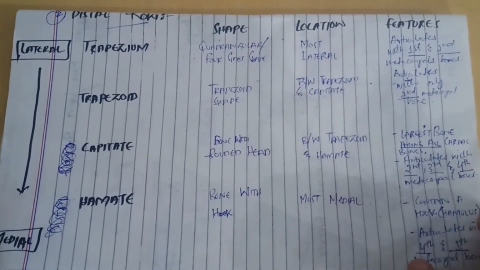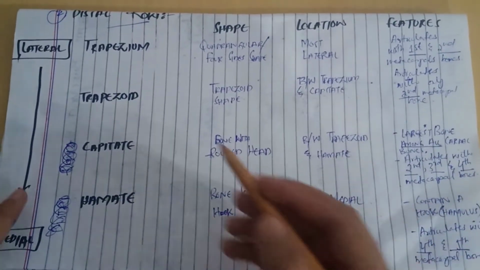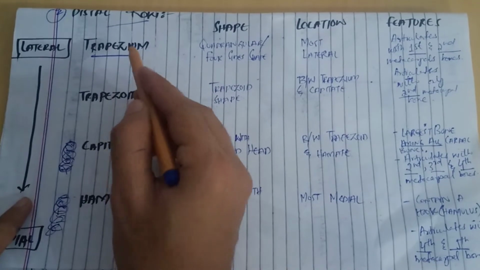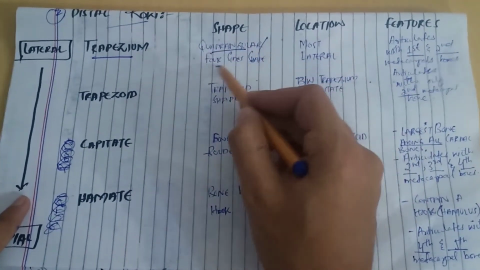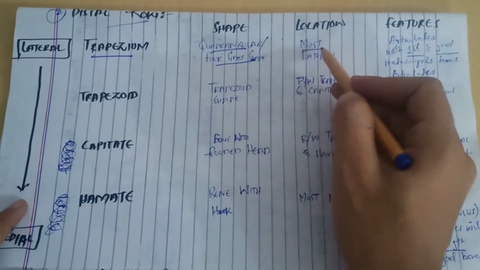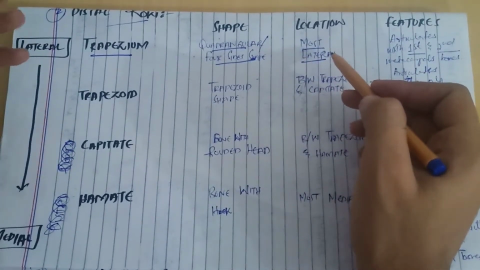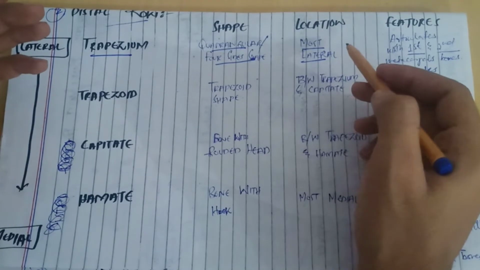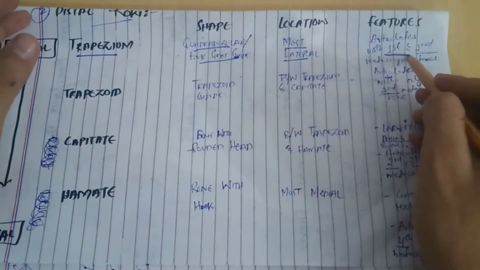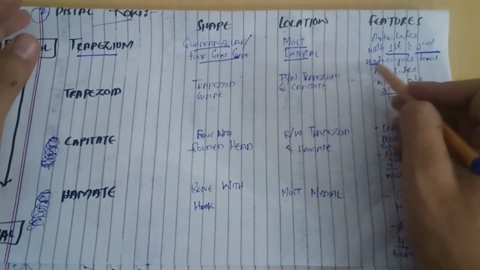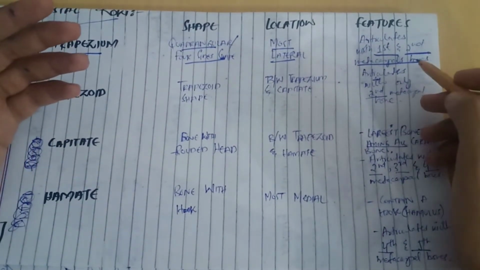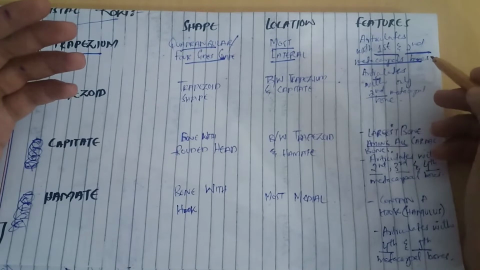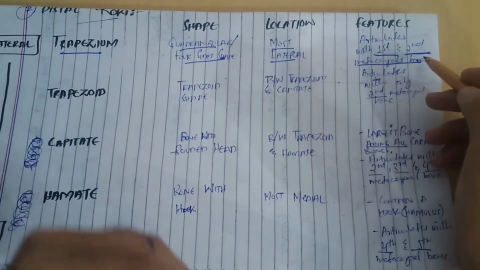Now we will be discussing the characteristics of each bone. Number one is the trapezium bone. The shape of the trapezium bone is quadrangular, or four-sided. It is the most lateral bone of the distal row, and its feature is that it articulates with the first and the second metacarpal bones. This point is not shown in Snell's anatomy, but it is present in the BD book.